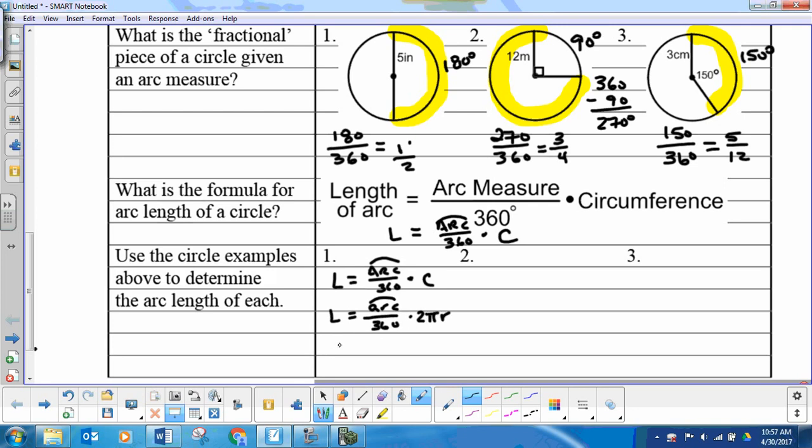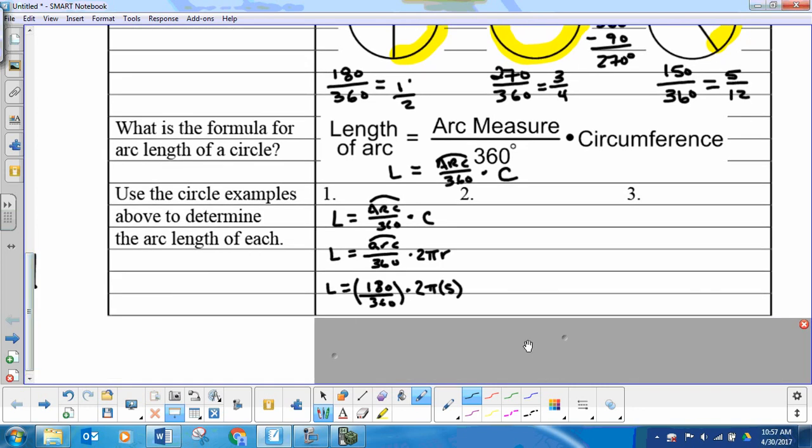So as we did in the beginning of the class, we're going to just erase and replace. In this case, everything we need on the right-hand side is given to us, so we can just put that information in. 180 divided by 360. Again, that was the fraction of the circle that we care about. And then we multiply it by the circumference. In this case, it would be the radius, 5, that I'm going to input.